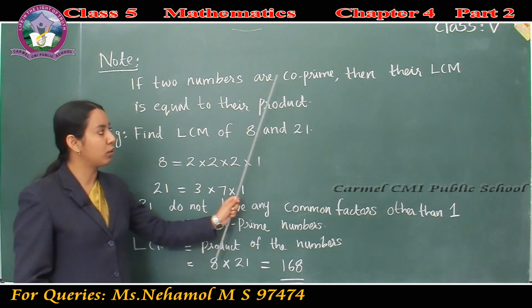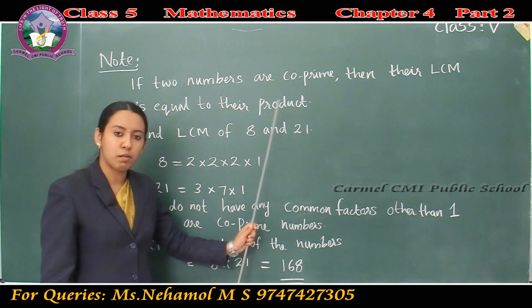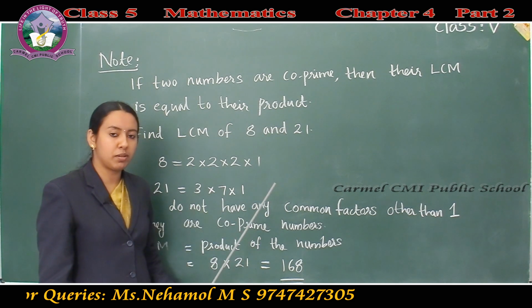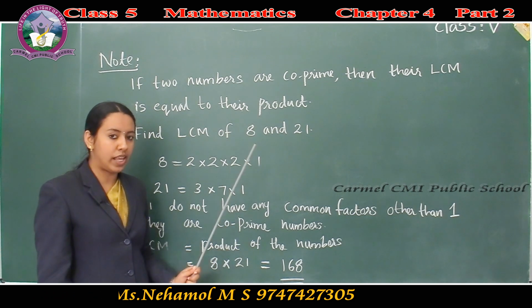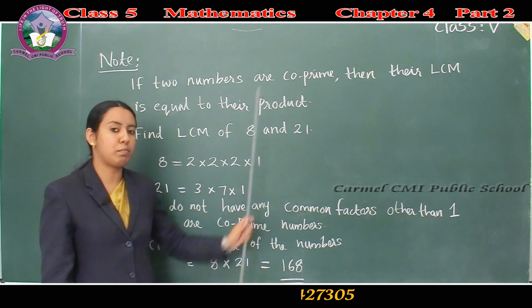Next one. Note, if two numbers are co-prime, then their LCM is equal to their product. What do you mean by co-prime numbers? Two numbers having only one as their common factor. Such numbers are known as co-prime numbers.